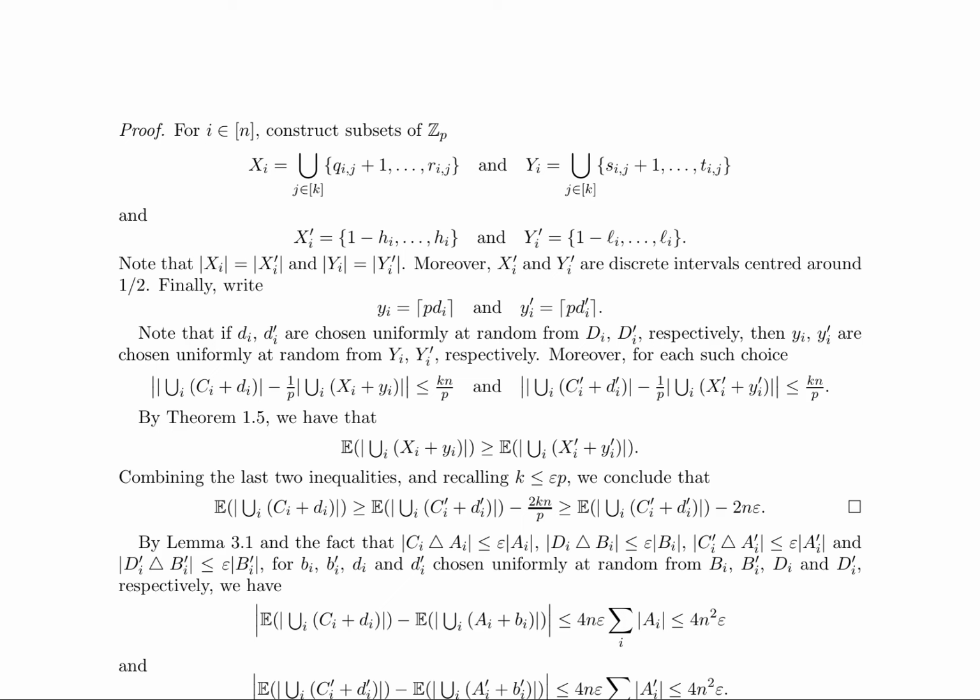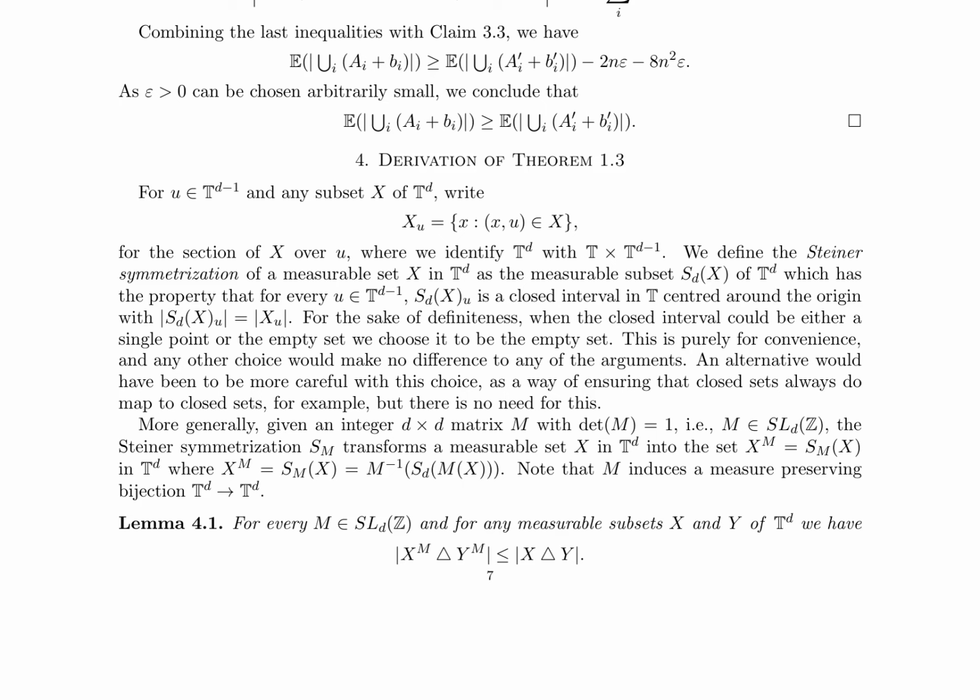that E|∪_i (C_i + d_i)| is greater than or equal to E|∪_i (C'_i + d'_i)| − 2kn/p, which is greater than or equal to E|∪_i (C'_i + d'_i)| − 2nε. By applying lemma 3.1 and the facts that |C_i Δ A_i| is less than or equal to ε|A_i|, |D_i Δ B_i| is less than or equal to ε|B_i|, |C'_i Δ A'_i| is less than or equal to ε|A'_i|, and |D'_i Δ B'_i| is less than or equal to ε|B'_i|, it is shown that E|∪_i (C_i + D_i)| − E|∪_i (A_i + b_i)| is less than or equal to 4nε Σ_i, which is less than or equal to 4n²ε, and similarly for the primed variables.